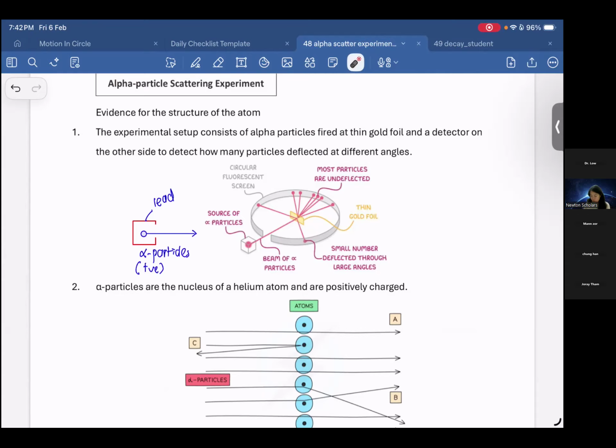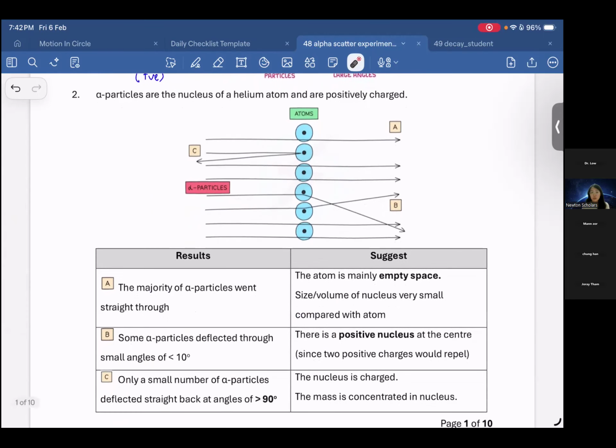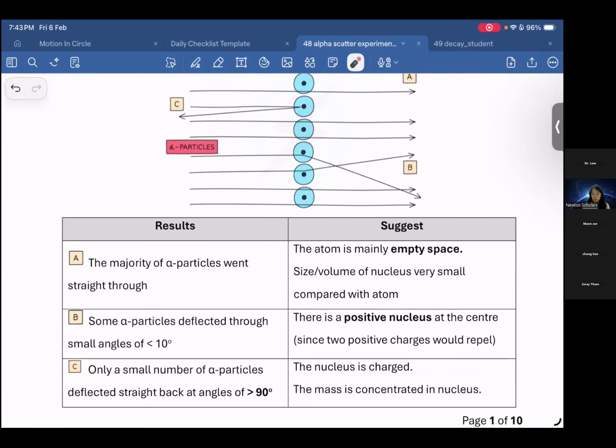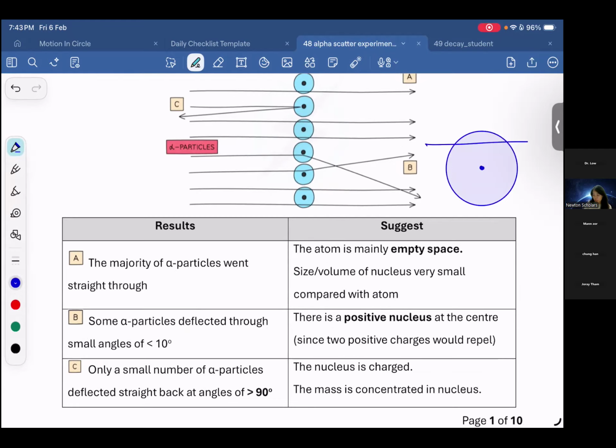Okay. Then what else? We have three observations. The first one is that most of the alpha particles just go straight, without bending, without deflecting. So here we can make a conclusion: the atom is mainly empty space. So it might be like this atom, and the nucleus is like this only. Most of the space is just empty space. So you imagine if the space is empty, you can just run straight without colliding with anything. It will just go straight.